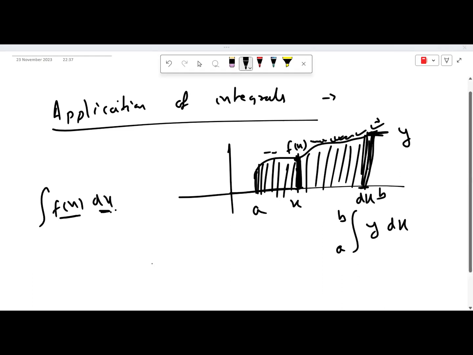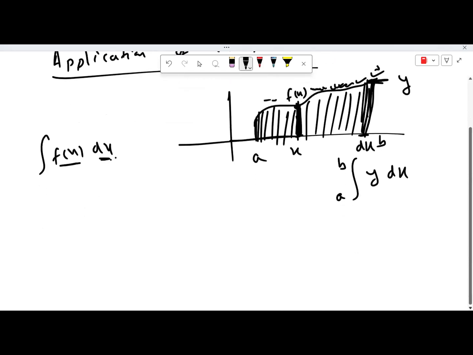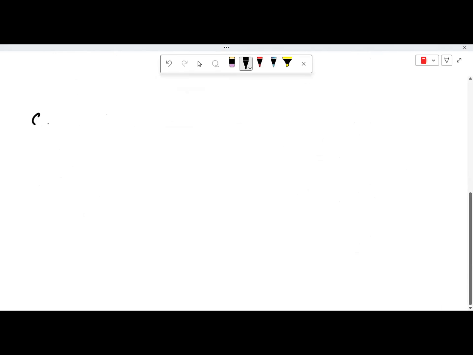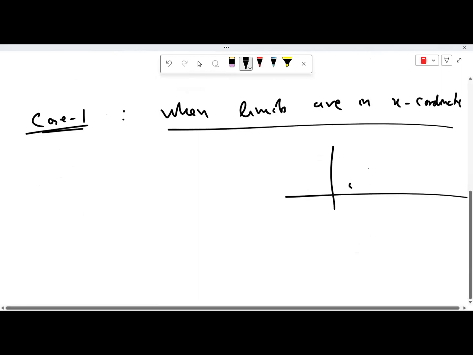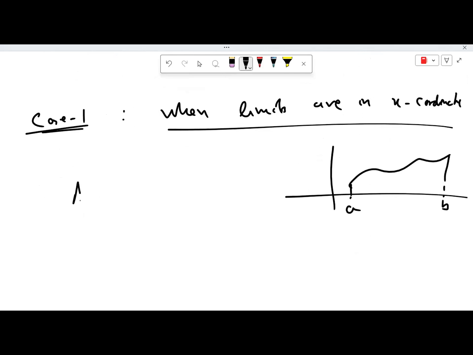All right, everyone. Okay. So remember this. Whenever finding area, case 1, when limits are in x coordinate, that means the graph is like this. So upper limit and lower limit are in x coordinate, then area is integration y dx from a to b. This dx will be there when limits are a to b in the x-axis.